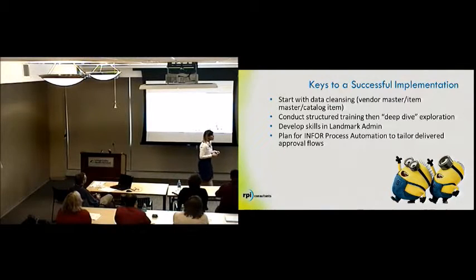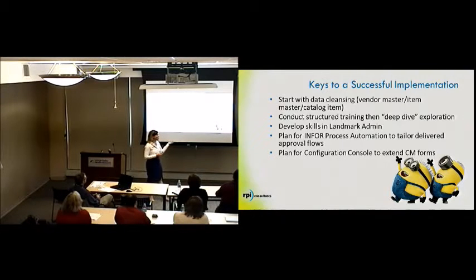Really plan to utilize your IPA. Contract management does come with some canned approval flows. You can customize them. I think the approval flow comes with 3 approval levels, so if you have more than that, you have to add on to it. Use the configuration console. Again, it's really cool. You can add your own fields. I'm sure it's just like Design Studio in a way, but I feel like it's a little bit easier to use. You can rename fields.